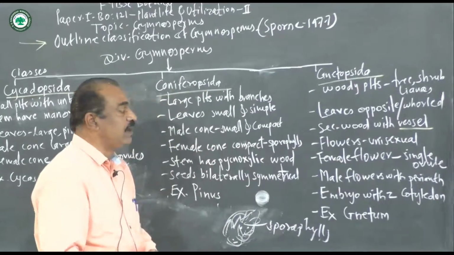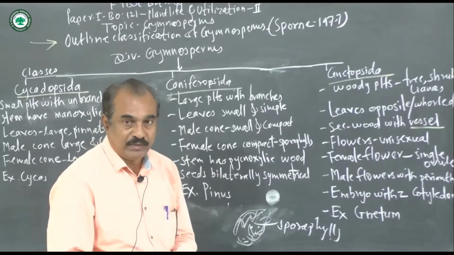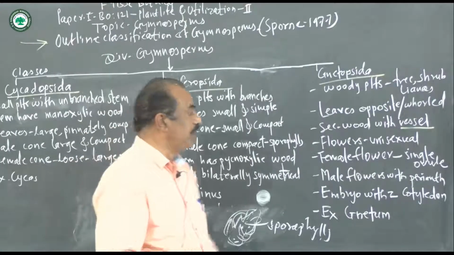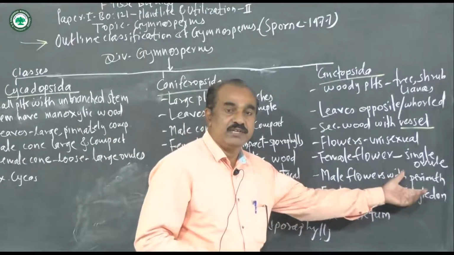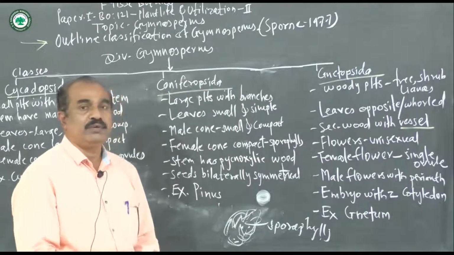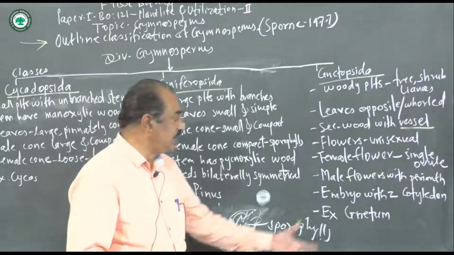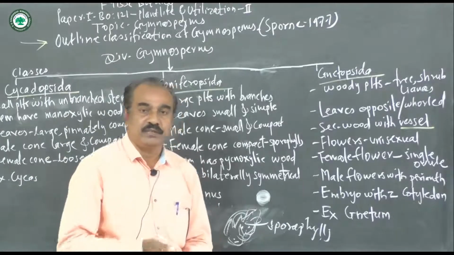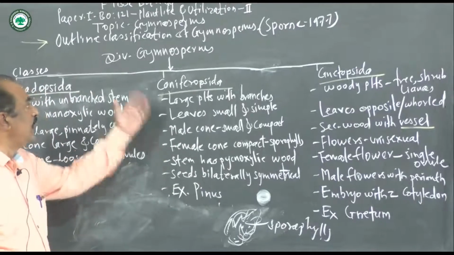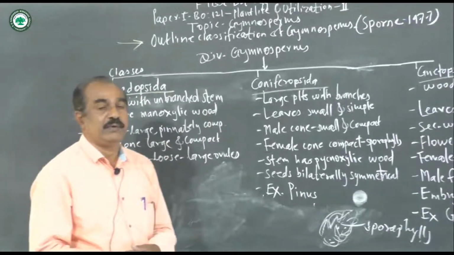Then the female flower has a single ovule. In the female flower there is a single ovule. Male flower with a perianth. This is again a distinct character found in the Gnetopsida. Embryo with two cotyledons, and its example is Gnetum, which is a climber. Now this is about the classification of the gymnosperms according to Sporne in 1977.